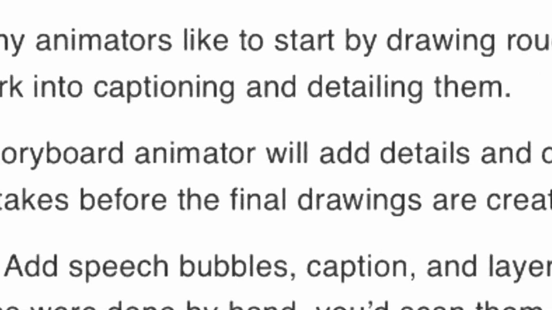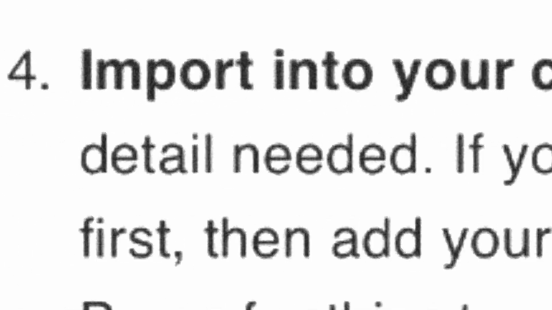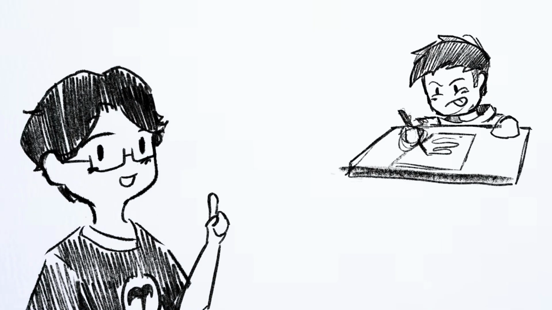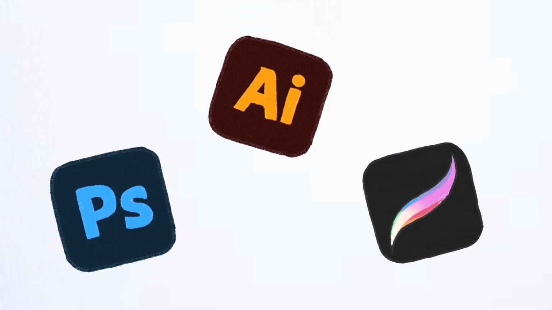The storyboard animator will add details in color. It's an opportunity to notice any mistakes before the final drawings are created. And lastly, number 4. Import into your computer or tablet. Add speech bubbles, captions, and layer any additional detail needed. If your sketches were done by hand, you'd scan them into your animation device first, then add your annotations. You'll likely use Adobe Photoshop, Illustrator, or Procreate for this.